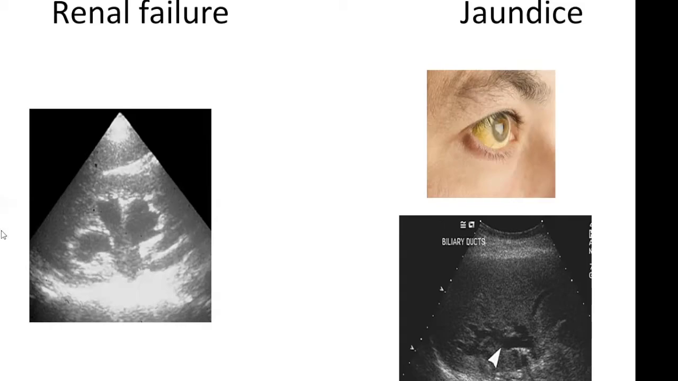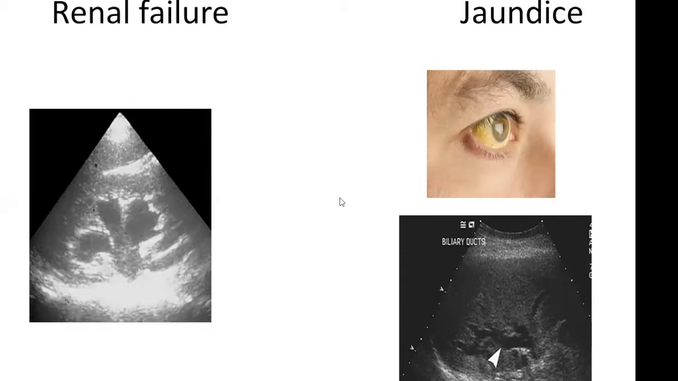Equally, if you do an ultrasound and the kidneys are small and shrunken and bright, well, then that's chronic renal failure. So it could be acute on chronic, or if they're just swollen and bright, then it could be due to acute tubular necrosis. So ultrasound can be helpful in the renal failure patient.